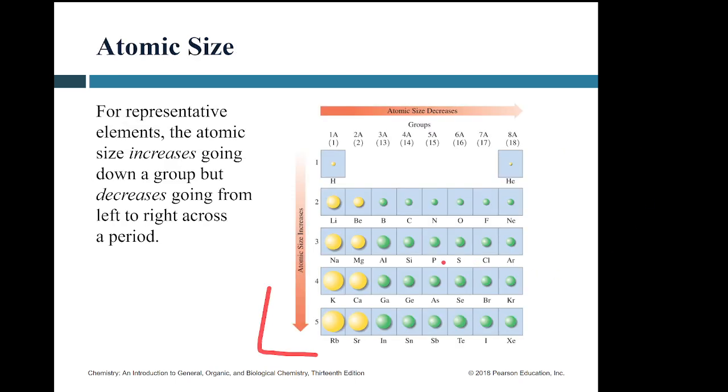Okay, so there's silicon, there's sulfur, right? And this is going to be to the right of the periodic table. As we go to the right, it gets slightly smaller, right? And so silicon's going to be a little bit bigger.